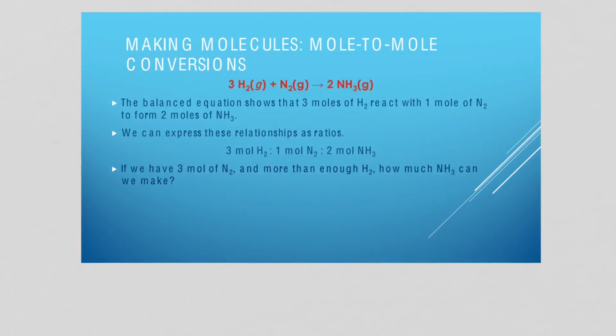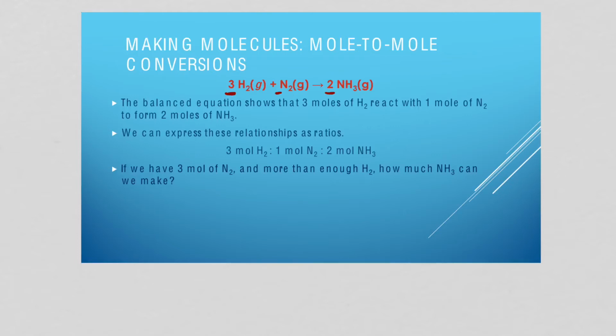Now, these coefficients allow me to understand the relationships between the materials in a reaction. So what they tell me is that for every 3 of these, I need 1 of these. Or for every 3 of these, I can make 2 of these, etc. So the balanced equation tells me the relationships. The coefficients, more specifically, tell me the relationships between the reactants and products.